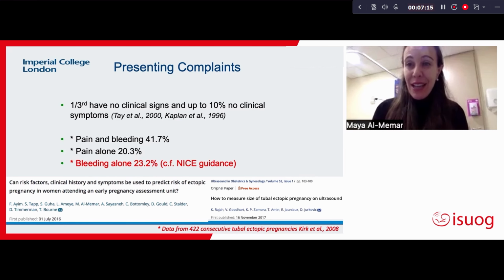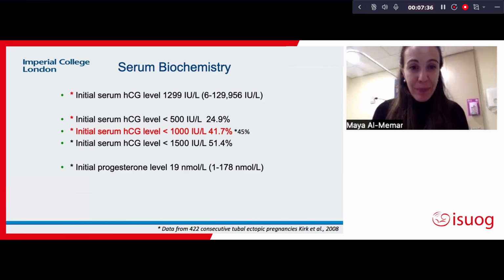And there is guidance out there that suggests that in women who are bleeding alone in early pregnancy, this does not warrant an ultrasound scan as their risk of ectopic is not considered high enough. However, the data would suggest otherwise, and bleeding alone can be a symptom of ectopic pregnancy, and so in my opinion would warrant an assessment in early pregnancy.